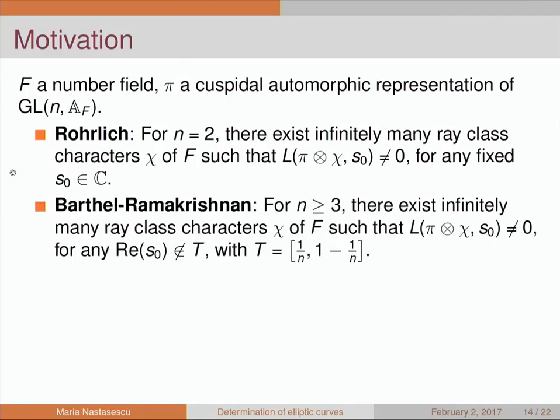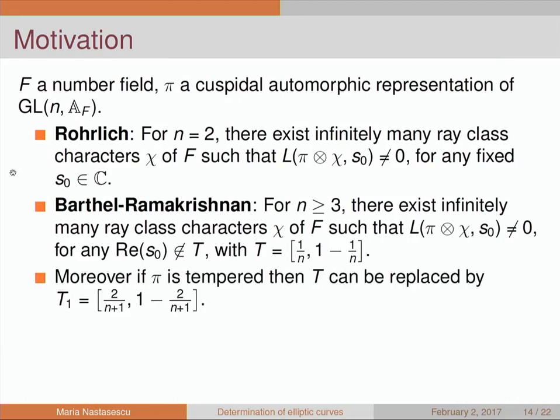By work of Barthel and Ramakrishnan, when n is greater than or equal to 3, there exist infinitely many ray class characters such that L of pi twisted by chi at s0 is non-vanishing, for any fixed complex number s0 such that the real part of s0 is outside the interval from 1 over n to 1 minus 1 over n. Moreover, if pi is tempered, they show that this interval can be improved to 2 over n plus 1 to 1 minus 2 over n plus 1.